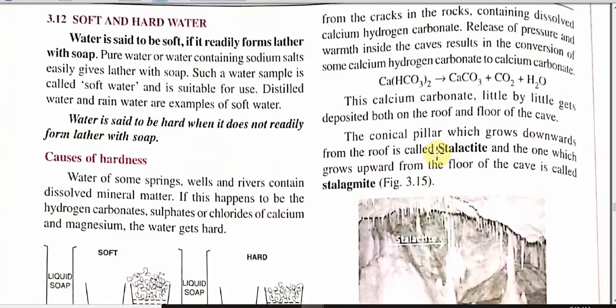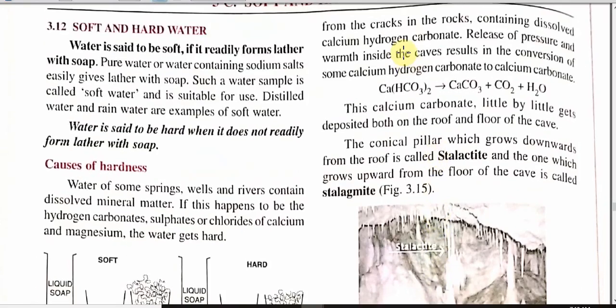Now from the cracks of the rock water is coming, and it contains calcium bicarbonate or magnesium bicarbonate. Release of pressure and warmth inside the cave results in the opposite reaction. We have seen the conversion of carbonate to bicarbonate. Here the opposite is occurring: bicarbonate is converted to carbonate.